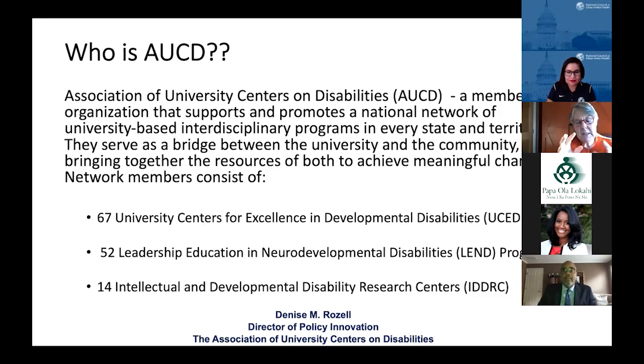And specifically, we're made up of three sub-parts, if you will. The 67 University Centers of Excellence in Developmental Disabilities. These centers are all based at universities, some in medical schools, and participate actively in their communities, trying to help the community and people with disabilities in that community to promote independence and productivity and community inclusion for people with disabilities.